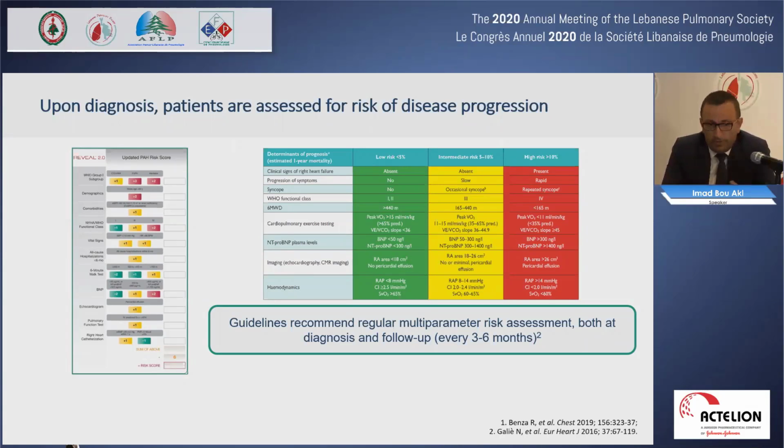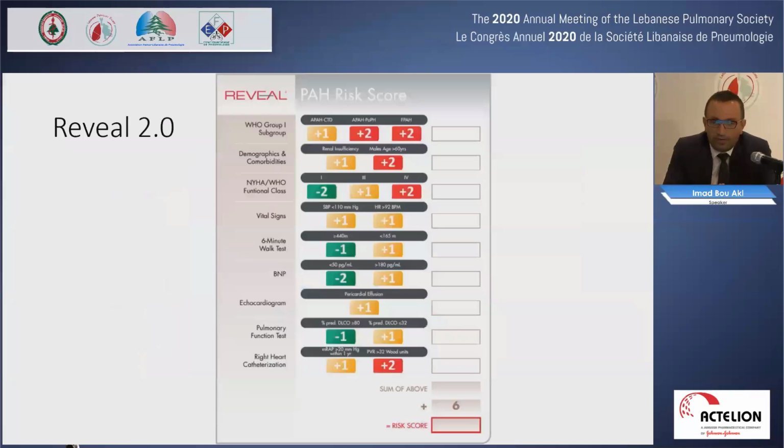Now, the other one is the REVEAL, where you enter the data and you have numbers. And just for the audience, because the first time I saw REVEAL, it was kind of counterintuitive to me. So how do we interpret the findings? Okay, so you have WHO group, get +1, +2. You can get a minus if you're doing well.